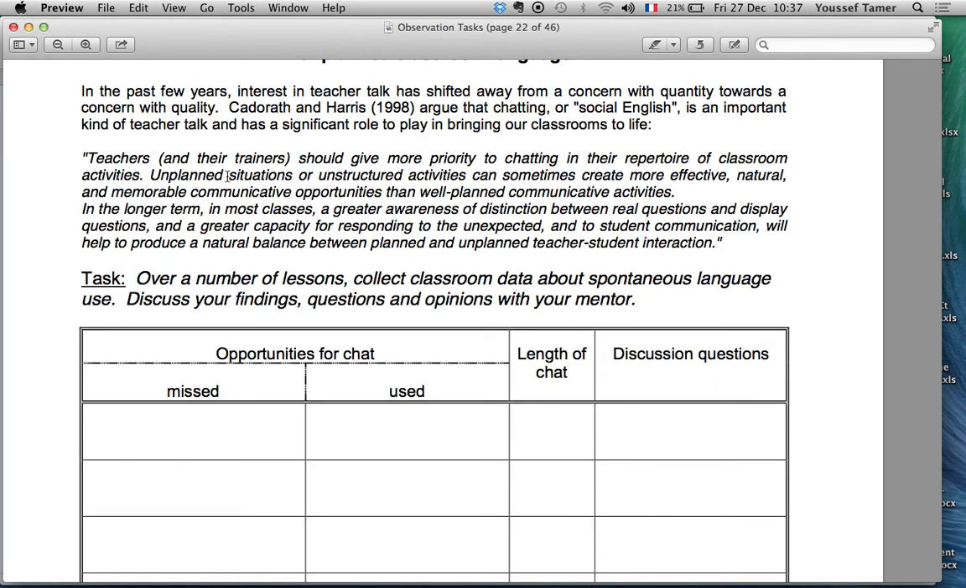These are unplanned situations. You don't put them in the lesson plan, right? These kinds of events appear on their own. There is a very nice technical term that doesn't come to my mind now. These are very important moments, moments of opportunity for teachers and students as well, to promote learning and to promote teaching. So that's it, okay? Teachers should give more priority to chatting in their repertoire of classroom activities.